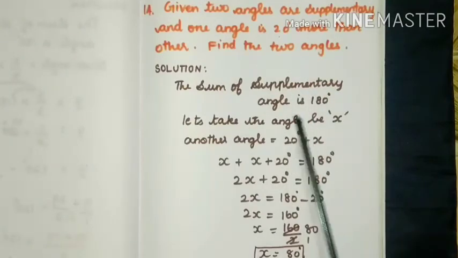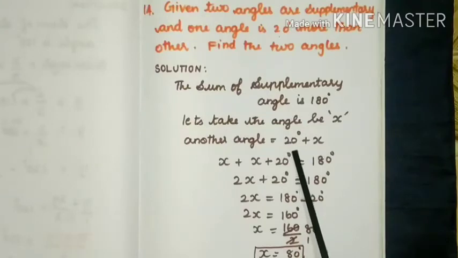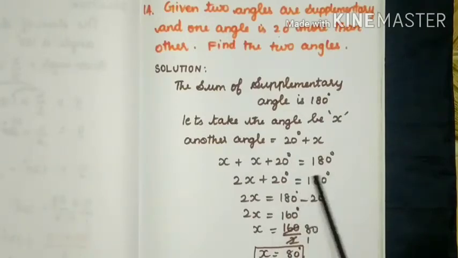As we already know that the sum of supplementary angles is 180 degree. One angle is x and the other angle is 20 degree plus x. So x plus x plus 20 degree equal to 180 degree. x plus x is 2x plus 20 degree equal to 180 degree. Here you have to find the unknown value x alone. So the plus 20 degree will go to right hand side, means it will change into minus 20. 180 minus 20 is 160 degree.